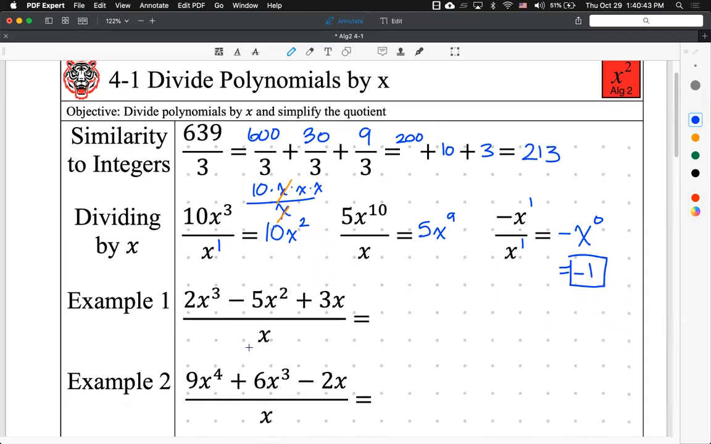Who's got example 1 for us then? Jose? Is it 2x squared minus 5x plus 2? It is indeed, yep.